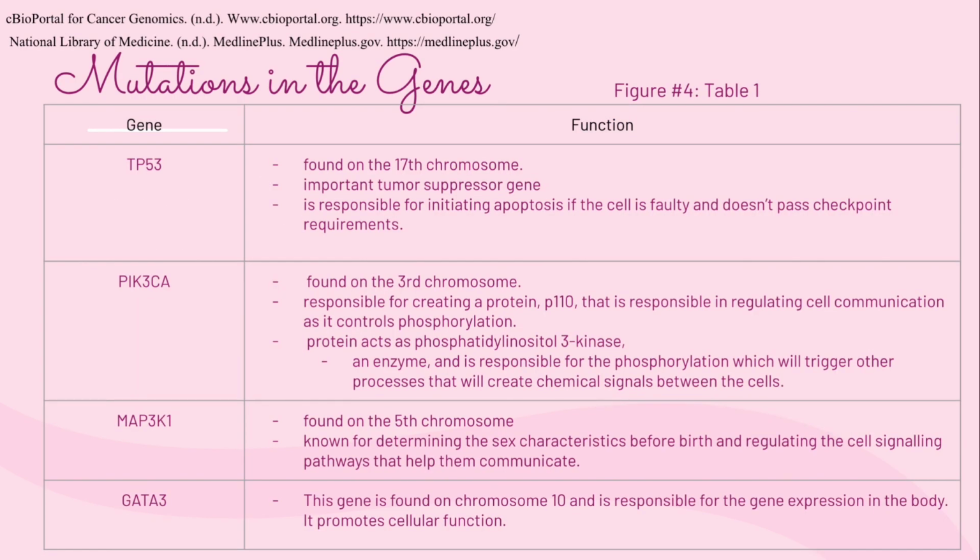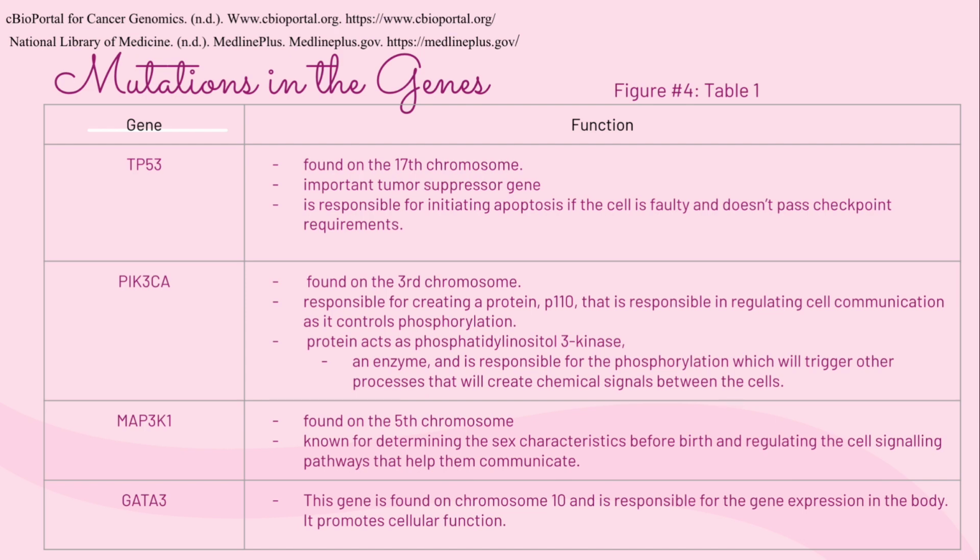Here's the list of genes we're going to go more in depth in. So we have TP53, PIK3CA, MAP3K1, and GATA3. To start with TP53. This one's most commonly found on the 17th chromosome, and it's an important tumor suppressor gene, and it's commonly found to be mutated in many different forms of cancer. It's most responsible for initiating apoptosis if the cell is faulty and doesn't pass a checkpoint requirement, so it won't be able to pass these faulty genes and traits on to other cells.